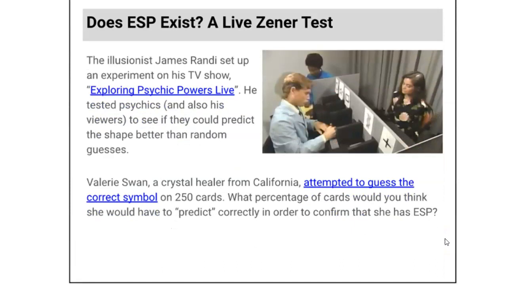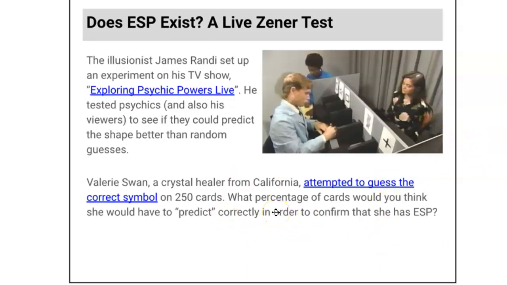Moving on to an actual test of this, the illusionist James Randi, a very famous magician and illusionist, had an experiment on his TV show Exploring Psychic Powers Live. You can click on the link in the notes and you can actually watch this on YouTube. It's actually pretty interesting. He tested psychics to figure out if they had ESP, and this woman, whose name is Valerie Swan, tried to guess the correct symbol on 250 cards. They had 10 Zener card decks, and they wanted to see whether she could guess any of the cards correctly. It took a very long time, about 2 hours, but she tried her best.